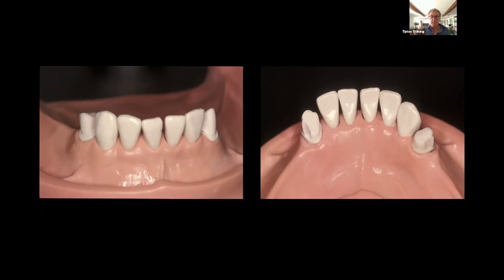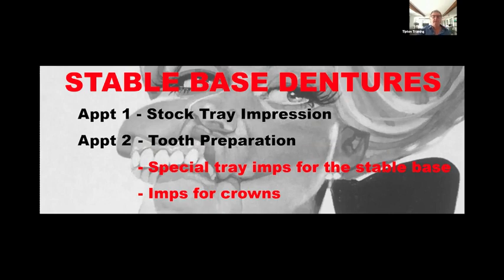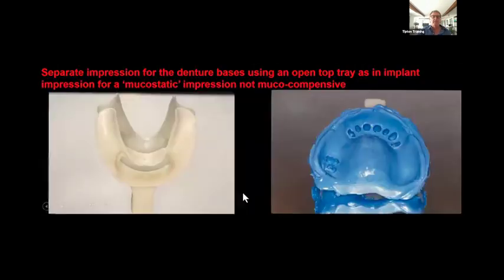So one impression for the crowns with as good an impression of the soft tissues as possible, but that's not my definitive of the soft tissues. And then a second impression, which is going to be my definitive of the soft tissues. So I'm going to take a special tray impression for the stable base and impressions for the crowns. So here's my special tray impressions for the stable base.